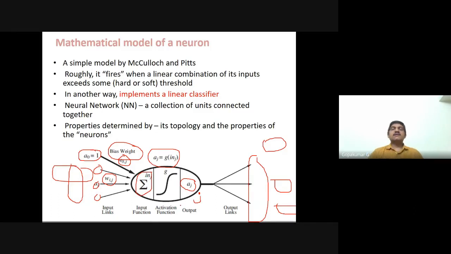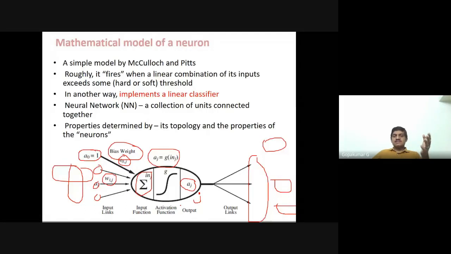And now comes a very, very important point. Each of these neurons is assumed to behave in a nonlinear fashion, because the human brain does not always process data linearly.